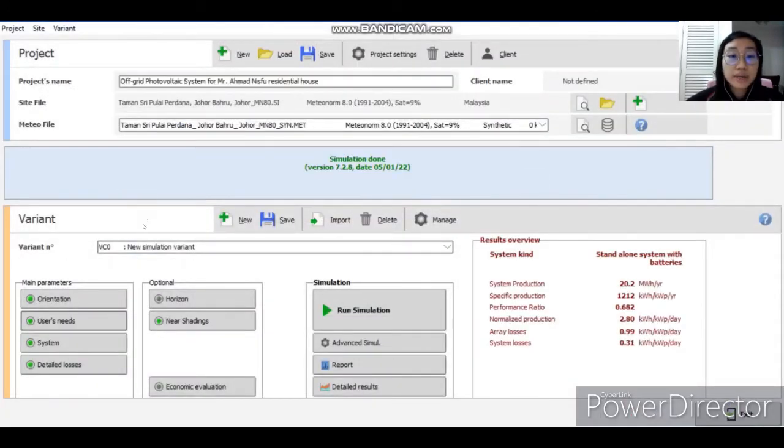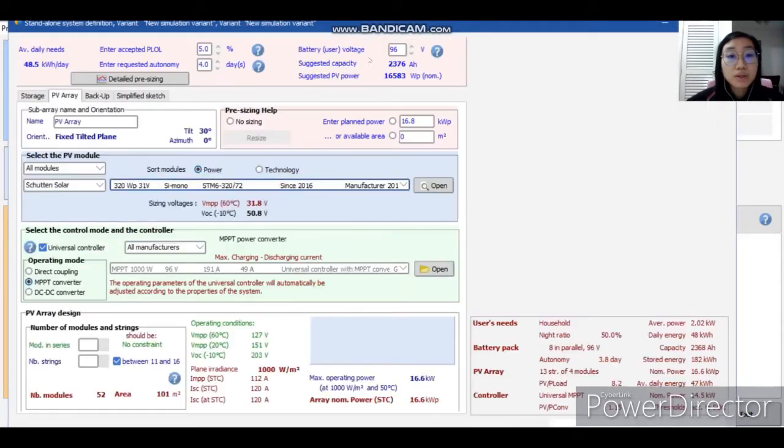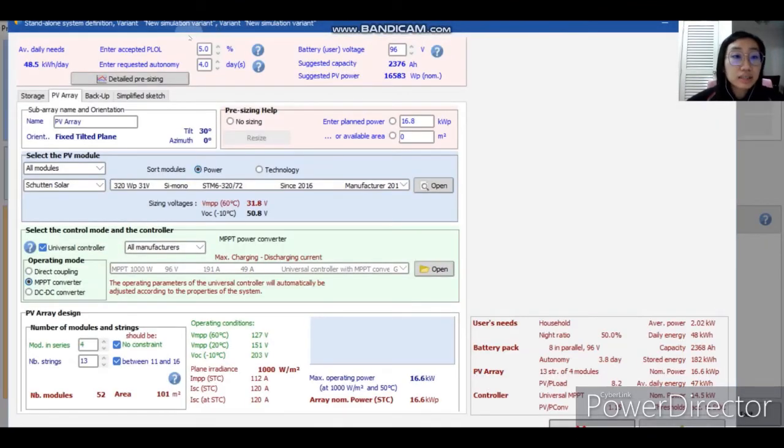and next we can go to the system, and we are going to set in this system, which are to enter the accepted PLOL, the probability of loss of the loads, which is set to 5%, and the requested autonomy is set to 4 days, meaning that if the sun is not available. And the battery voltage is 96 volts.